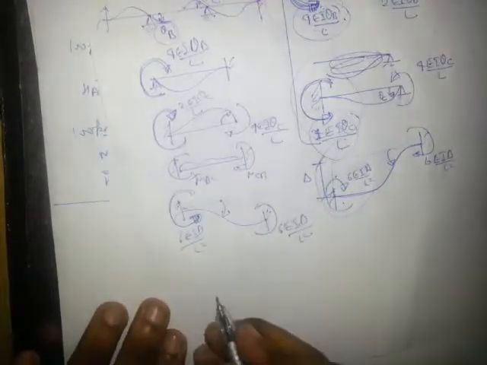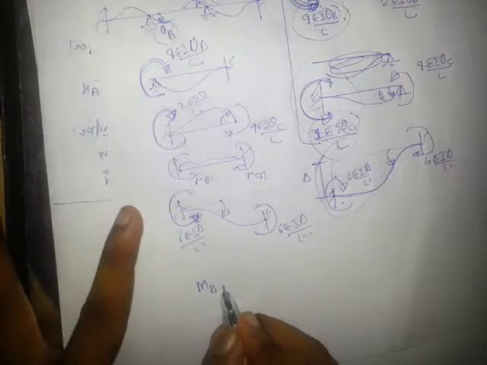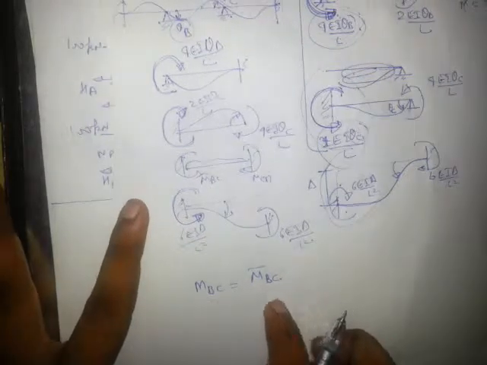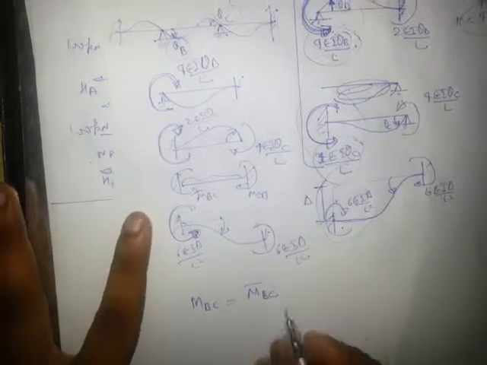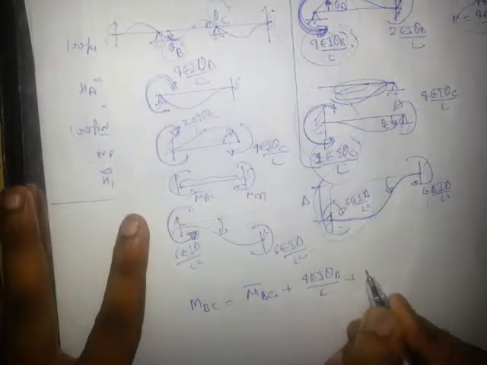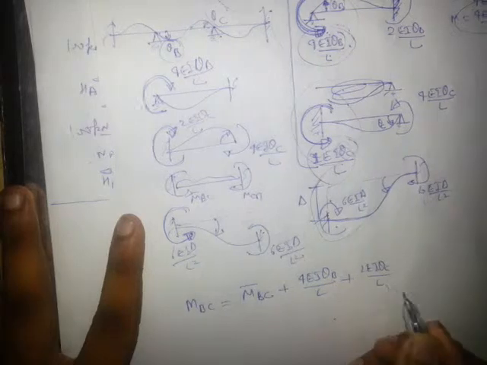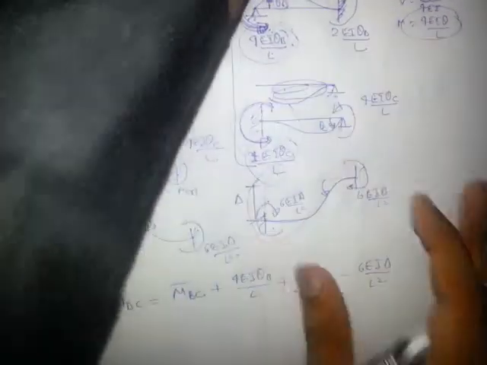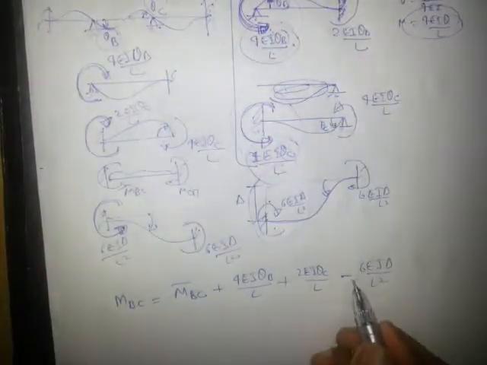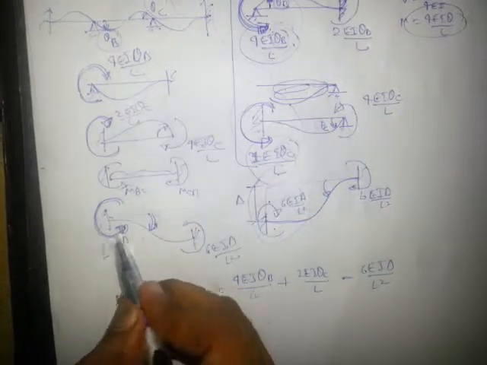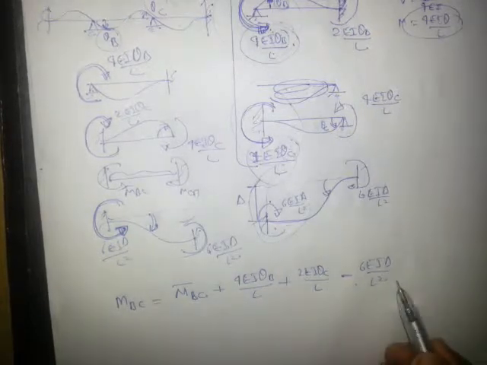So you can write down the equation as MBC equal to M bar BC, whatever it is. If it is clock, it will be taken as plus, if it is anti-clock, taken as minus, plus 4 EI theta B divided by L plus 2 EI theta C divided by L and minus 6 EI delta divided by L square. This delta is, if the rotation is clock, then only this delta will be anti-clock and taken as negative.